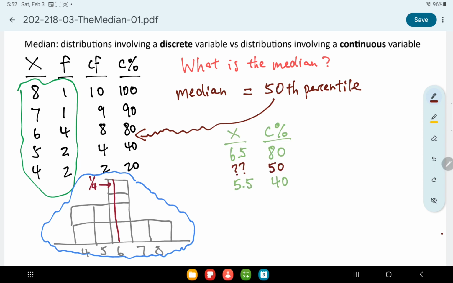And you see right here, I've already set up the mini table using which we will be able to figure out what the score of x is that corresponds to the 50th percentile, which, according to the definition, is the median of the distribution. Okay, how do we do this? Here is how we proceed.